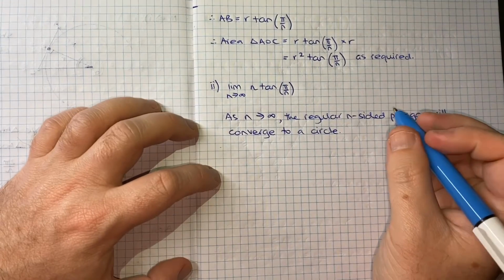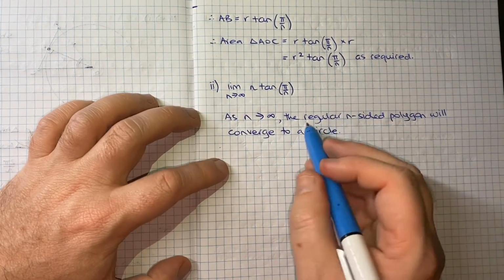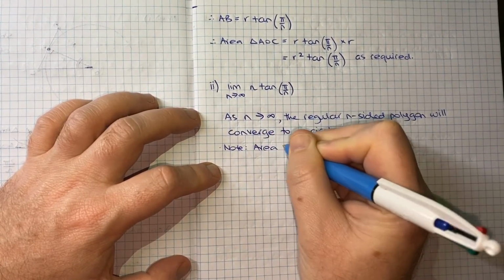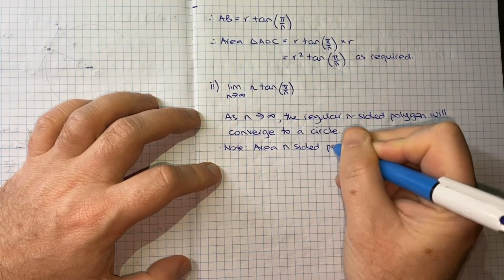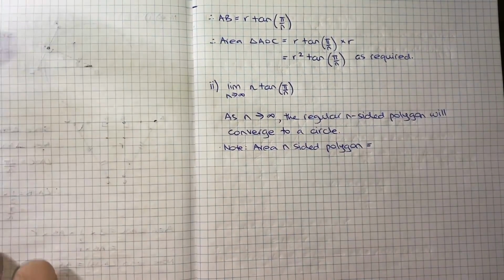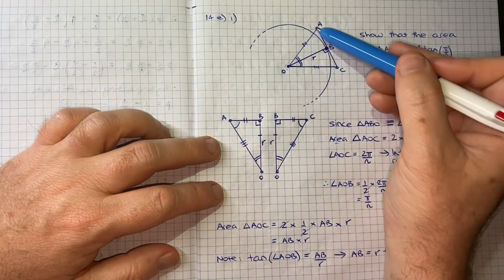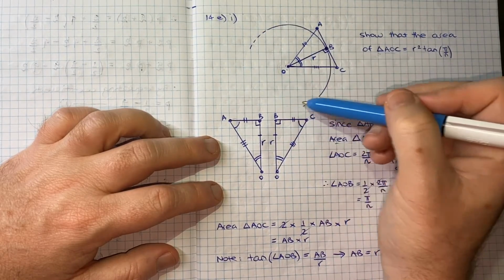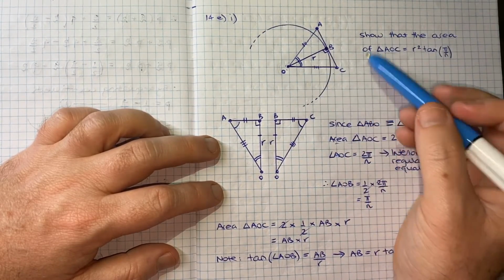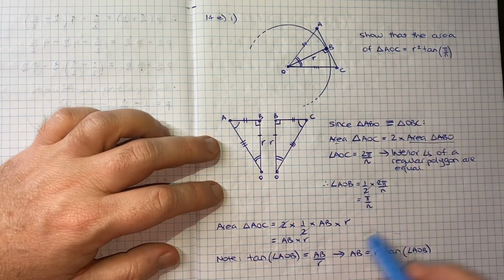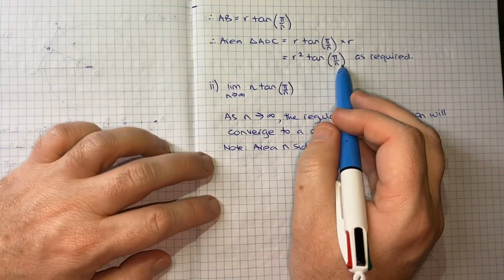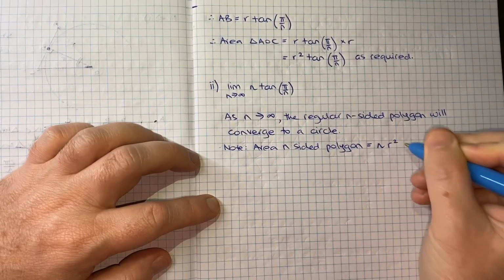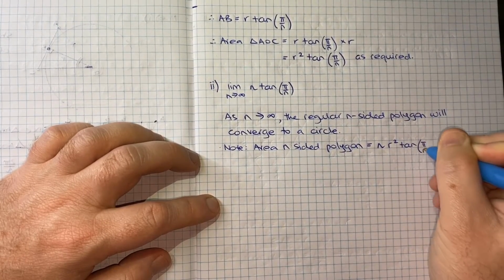And so it's worth noting that the area of the whole polygon, the area of an n-sided polygon, would be equal to, if we think about this one triangle, we'll have n of those triangles because we'll have n sides sitting outside the circle that can all form their own triangles. And so if we've got the area of one of those triangles being what we just showed, the area of all of them would simply be n times that. So it would be n times r squared times tan pi on n.